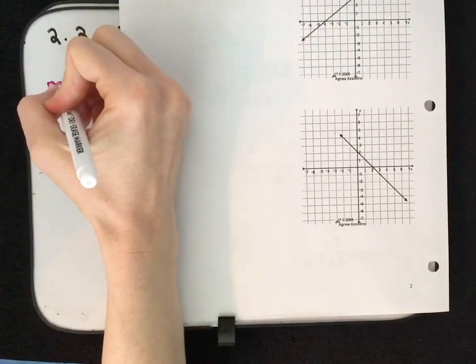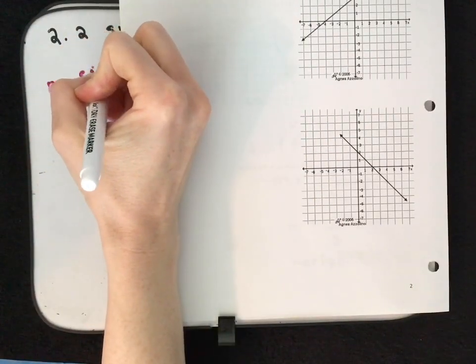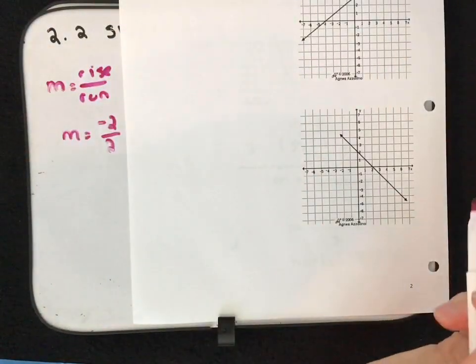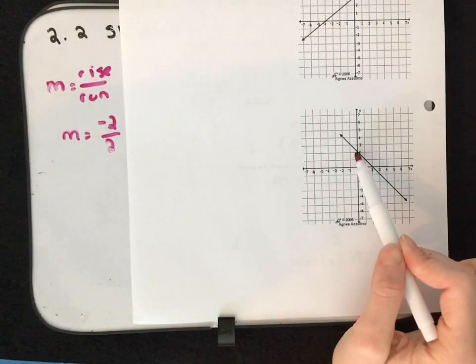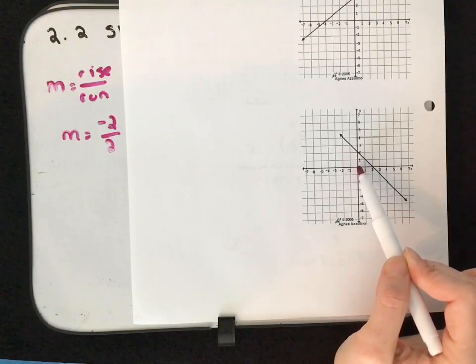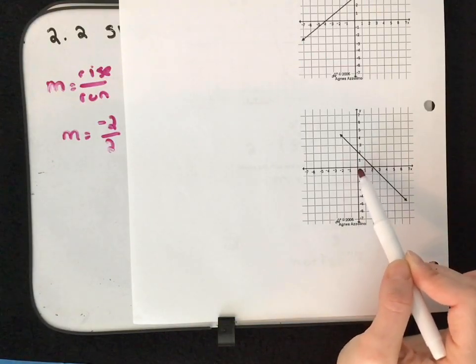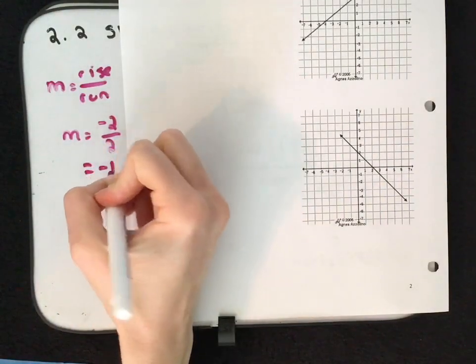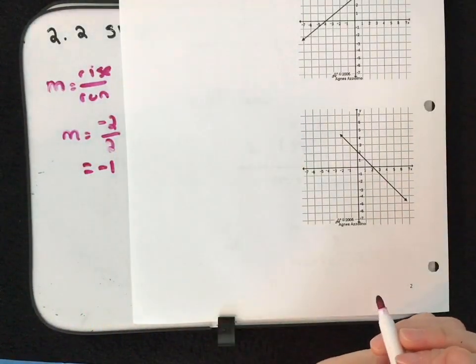So remember, when you're looking at slope, we're looking at rise, which is the change in the y, over run, which is change in the x. So change in our y right here was down 2, so -2. And the run going over is 1, 2. -2 over 2 gives us -1. So our slope in this one is -1.